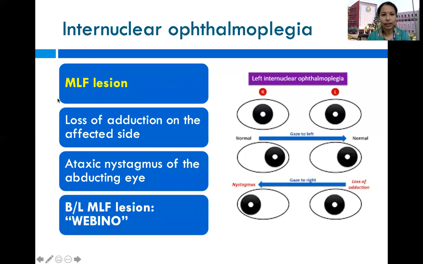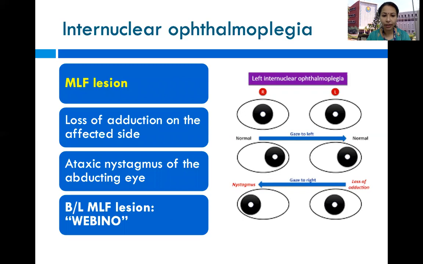When there is an isolated medial longitudinal fasciculus lesion, the patient develops an internuclear ophthalmoplegia. As you can see in this picture, where there is a left internuclear ophthalmoplegia, there is normal movement when the patient looks towards the left side, but on gaze movement towards the right side, there is loss of adduction on the affected side and an ataxic nystagmus of the abducting eye.